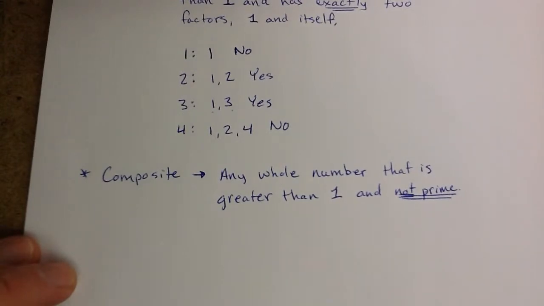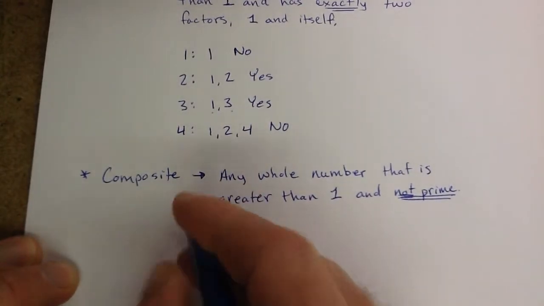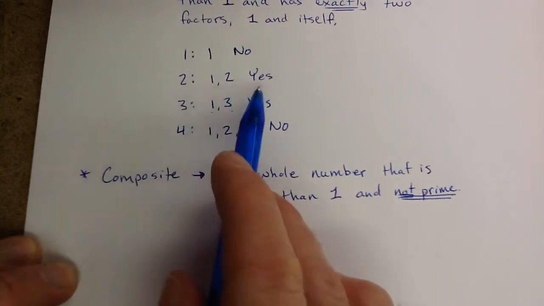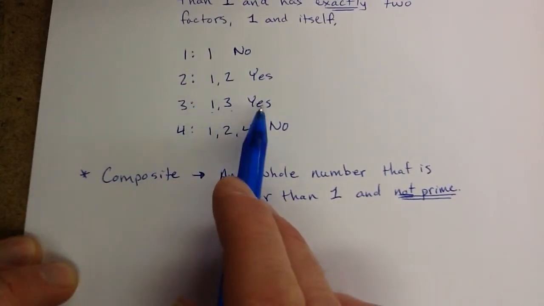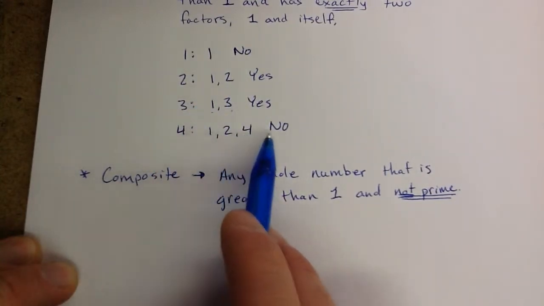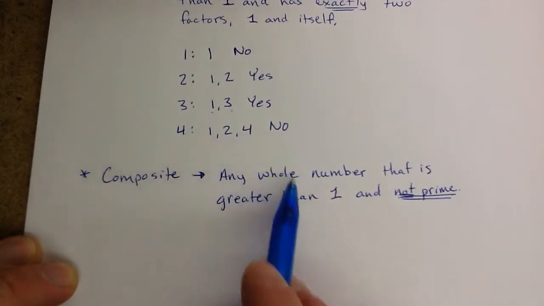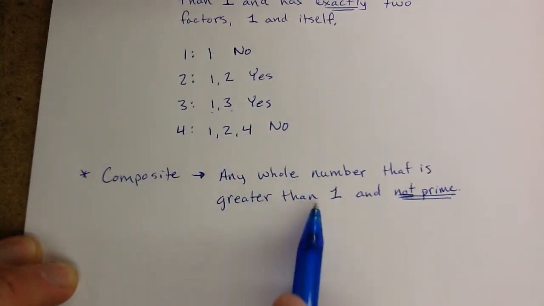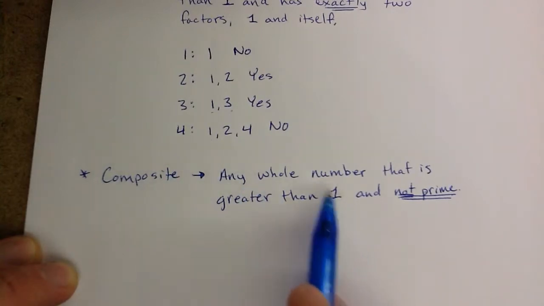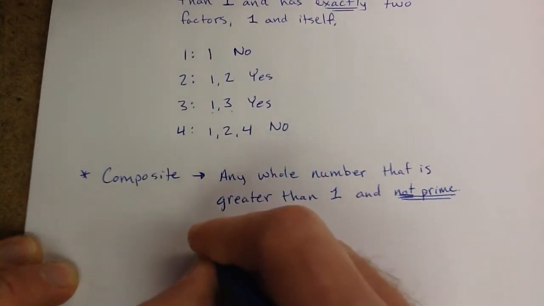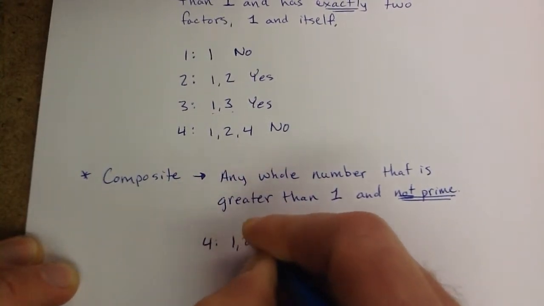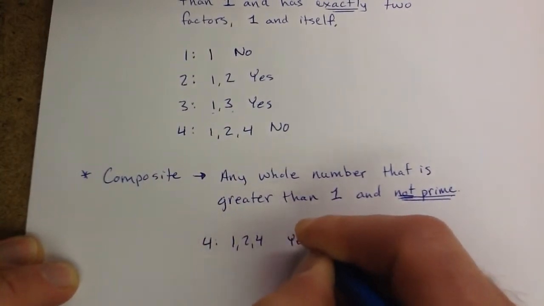So let's see here. 1 we already said was neither. 2, yes, prime. 3, yes, prime. 4, up here we said was not prime. So, any whole number that is greater than 1, 4 is greater than 1, and not prime, 4 is not prime. So 4 would be composite.